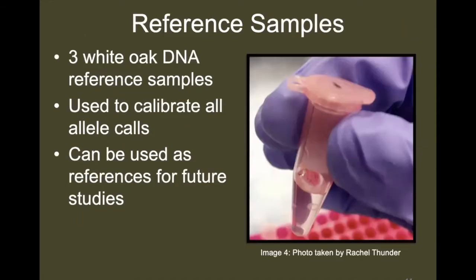So we tested our 84 predicted sequences on reference samples of white oak DNA. These 3 white oak DNA samples are a subset of the entire population that we studied. These reference samples are used to calibrate all of our future allele calls in Genemapper, and they're very important because if you can maintain these reference trees over time, they can also be used as references for future studies.